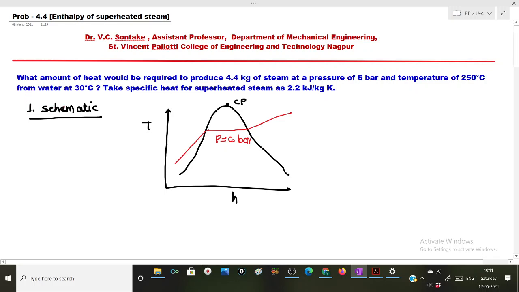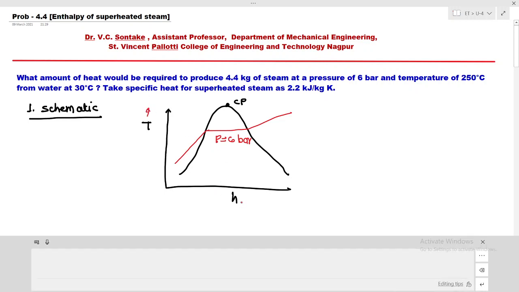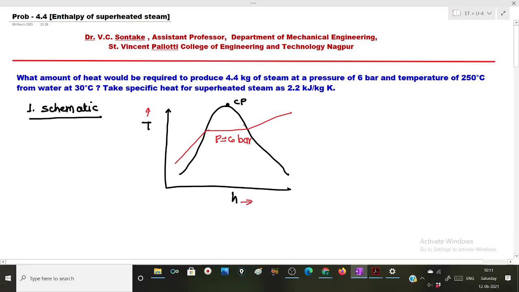So to solve this problem, first let us try to represent the condition of the given steam on property diagram, temperature versus enthalpy. So this red line will represent pressure of 6 bar, okay, and this condition represent saturated water. This condition represents saturated steam. Below this it represents compressed liquid, and at this point it represents superheated steam.